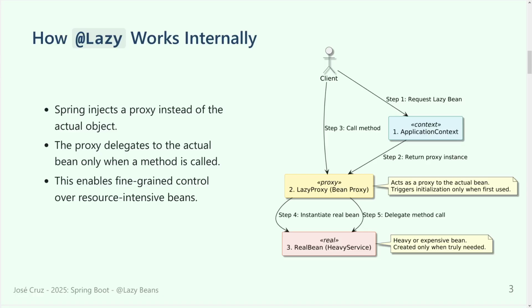So Spring injects a proxy instead of the actual objects, and the proxy delegates to the actual bean only when the method is called. So that's why, if you have beans that take a while to initialize, or for other reasons you don't want them initialized at the start, just use the lazy annotation.